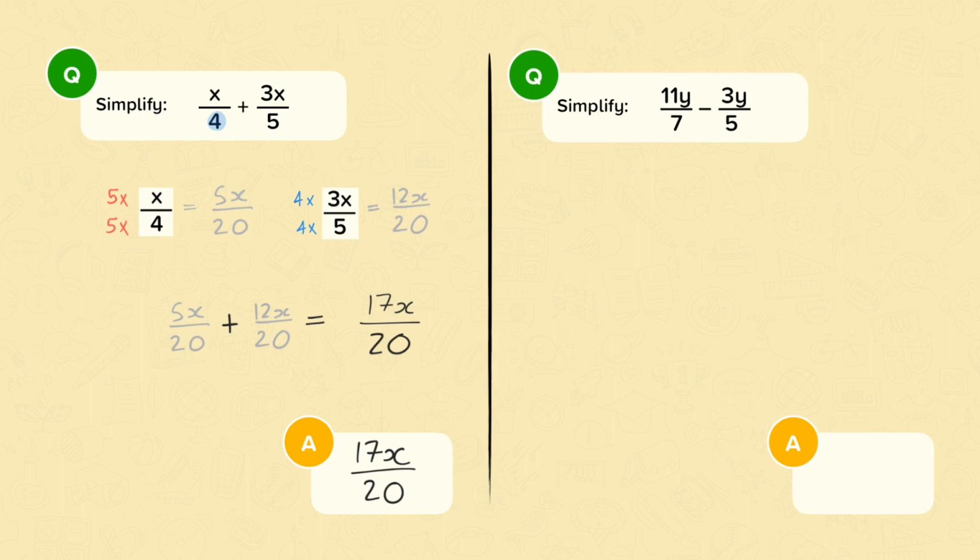Okay, your go. Question 2. Simplify 11y over 7, subtract 3y over 5. You need to cross-multiply and then subtract the numerators. So pause the video and have a go. When you come back, I'll show you the answer and my working out. Pause the video now.